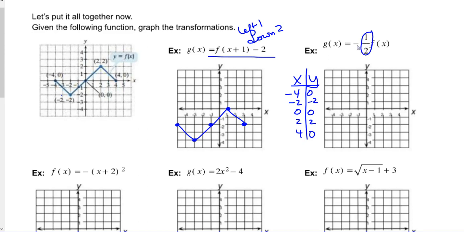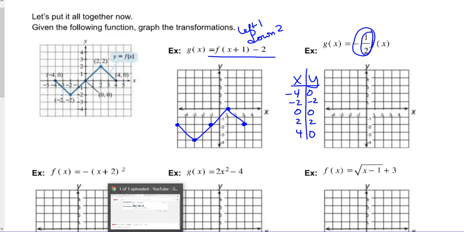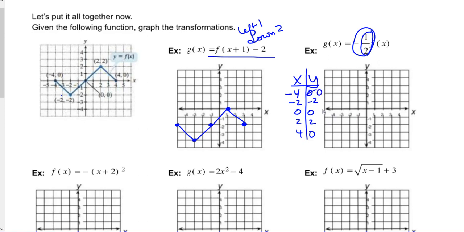But this also says I need to reflect. Now, you can actually do a 2-for-1 deal. I'm going to multiply the y value by all of that. That negative means I'm going to end up flipping it over the x-axis. But we're going to work it out by multiplying all these y values by -1/2. Well, 0 times anything is still 0. Multiply -2 by -1/2 gives me a 1. This still gives me a 0. This gives me a -1, and this still gives me 0.